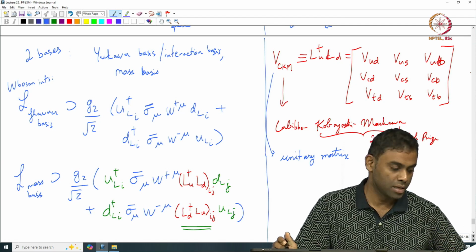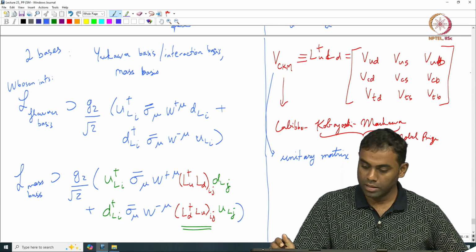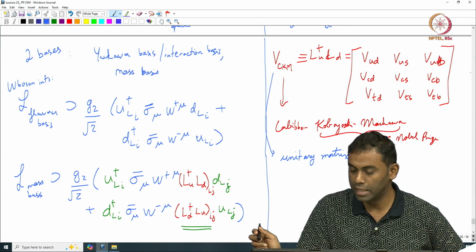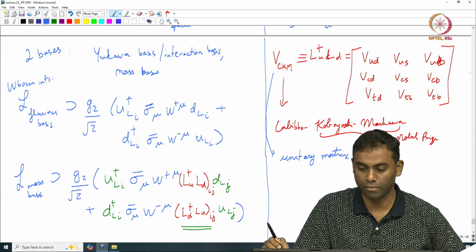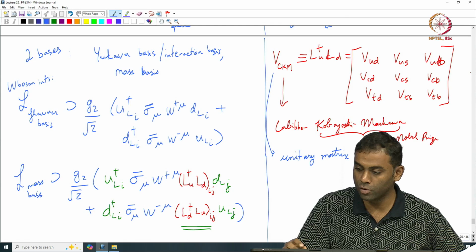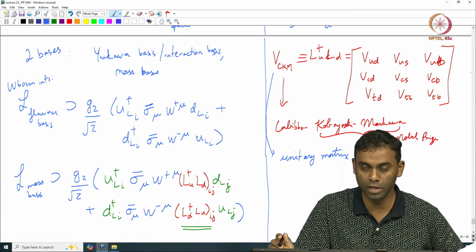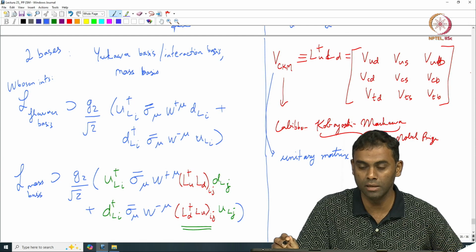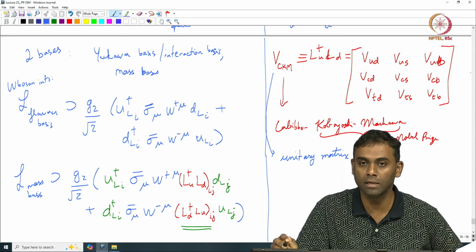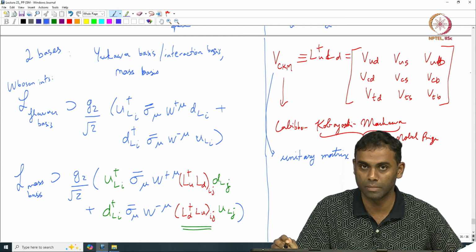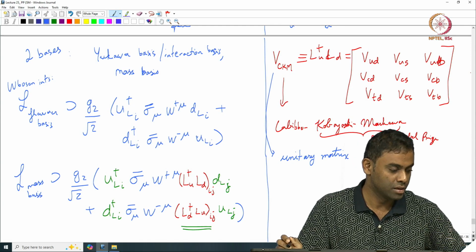So, let us now see how many really independent parameters there are in the CKM matrix. Right now it seems like I have written 9 parameters, but not really. Physically, there are much fewer than 9 independent parameters that you can actually observe from the CKM matrix. So, let us see how.